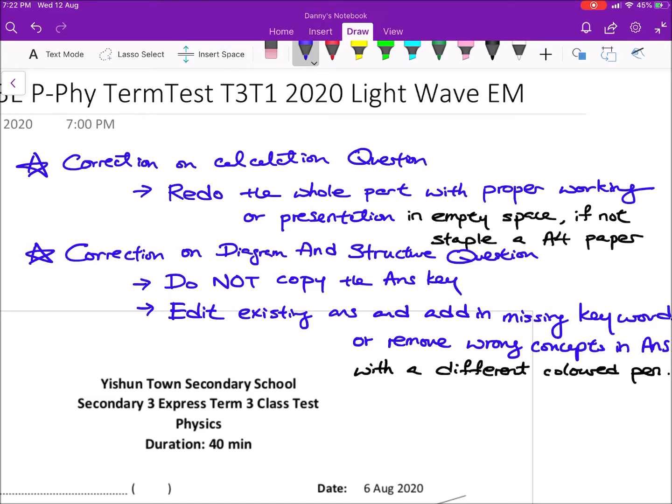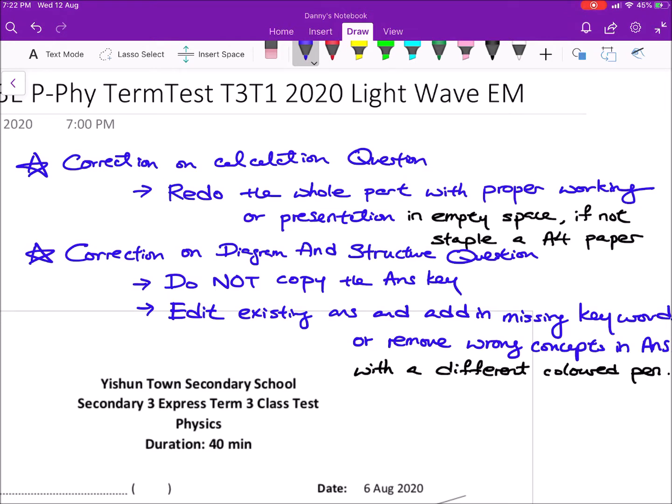I will be collecting your correction on this paper. For your correction, here are some of the criteria. If you get a calculation type of question wrong, I want you to do just that part that you got wrong. For example, if question 5 has 5A, 5B, 5C, and you only got part B wrong, you redo 5 part B. A and C, you can keep that way.